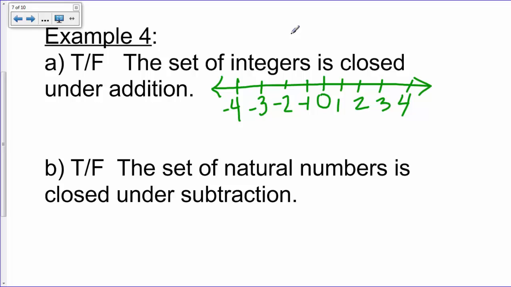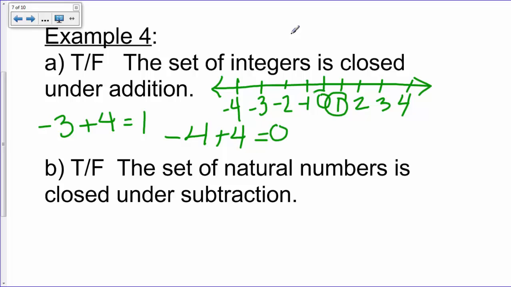Well, let's think about this. If I take -3 plus 4, that gives me 1. 1 is also an integer. If I take -4 plus 4, that's going to give me 0. 0 is also an integer. So we'll say that this is true.